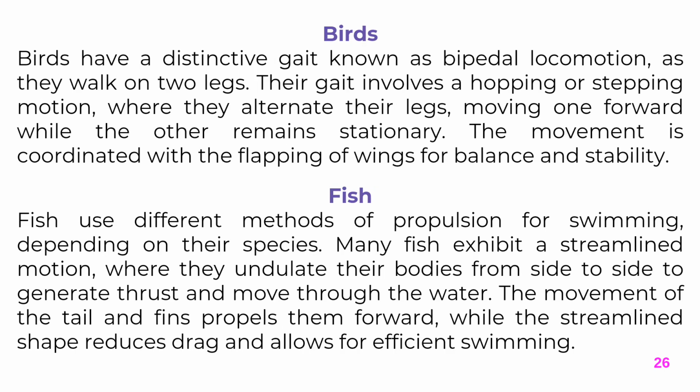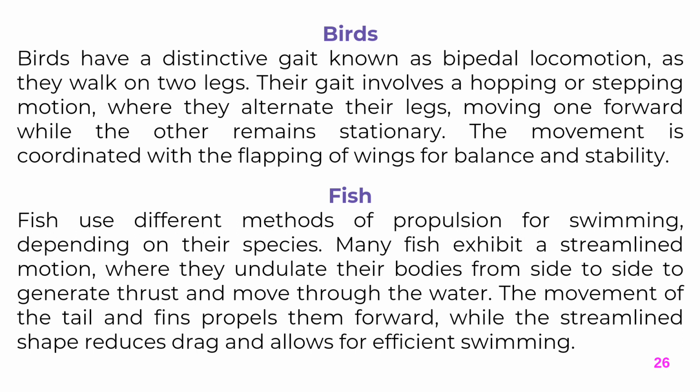Birds. Birds have a distinctive gait known as bipedal locomotion, as they walk on 2 legs. Their gait involves a hopping or stepping motion, where they alternate their legs, moving one forward while the other remains stationary. The movement is coordinated with the flapping of wings for balance and stability.